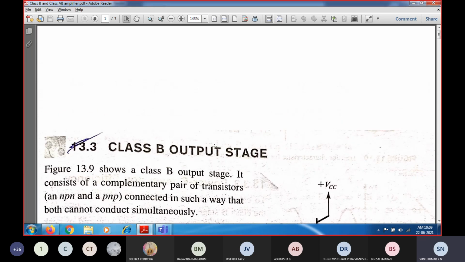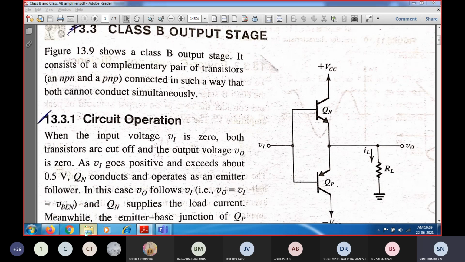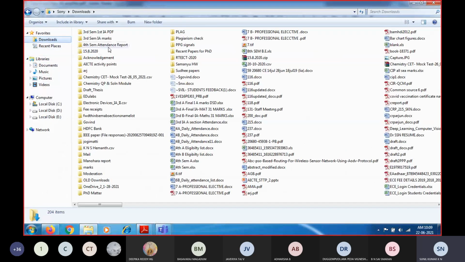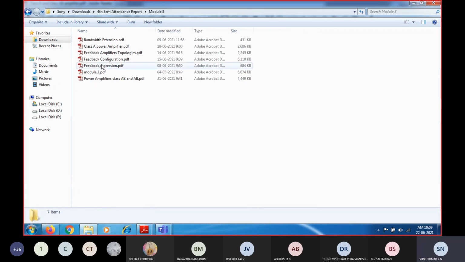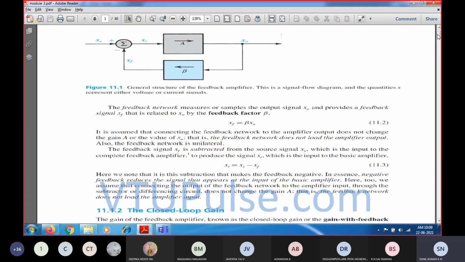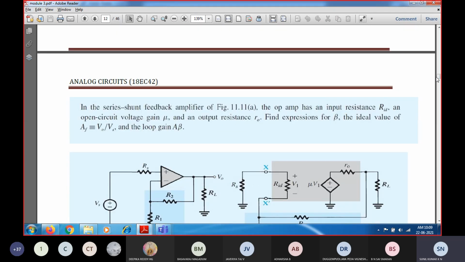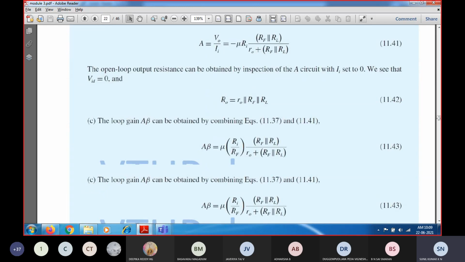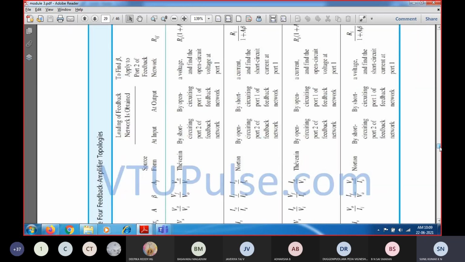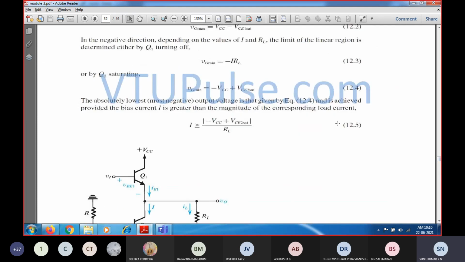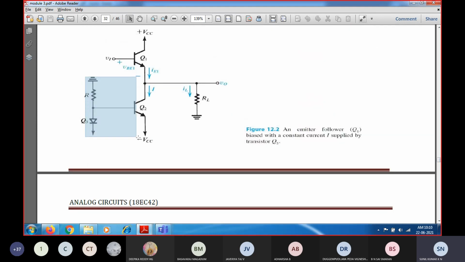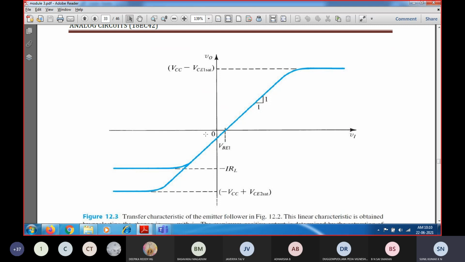Increasing in voltage terms. Based upon that, we have started here. In this class A amplifier, since this is a common emitter configuration and you connect an external load resistance over here, during the positive half cycle you will be getting the transfer characteristics like this.